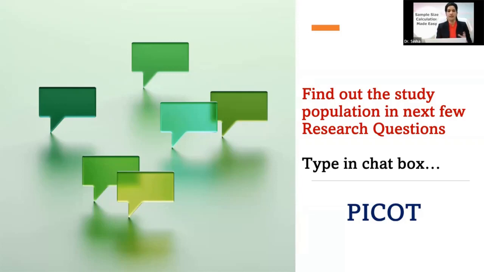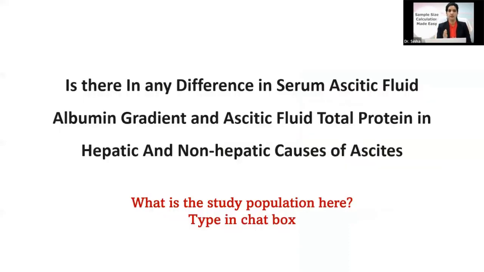So now you have to type in the chat box regarding the population in the following research question. This is the research question. Is there any difference in serum ascitic fluid albumin gradient and ascitic fluid protein in hepatic and non-hepatic causes of ascites? So what is the study population here? Please type in the chat box.